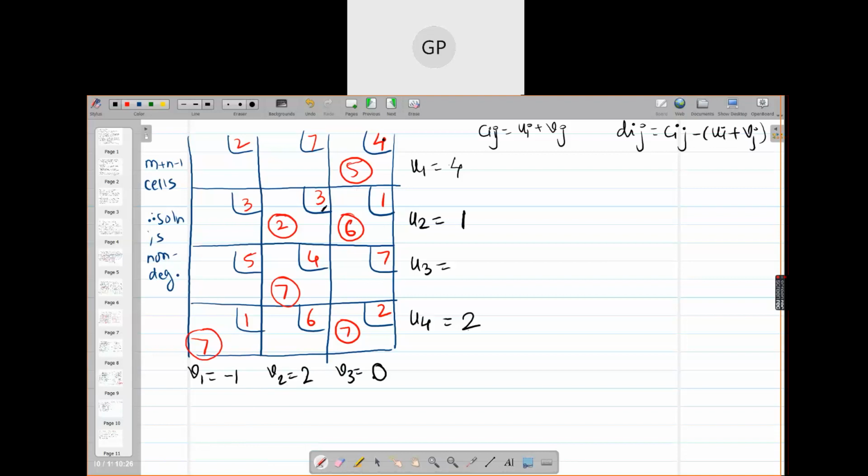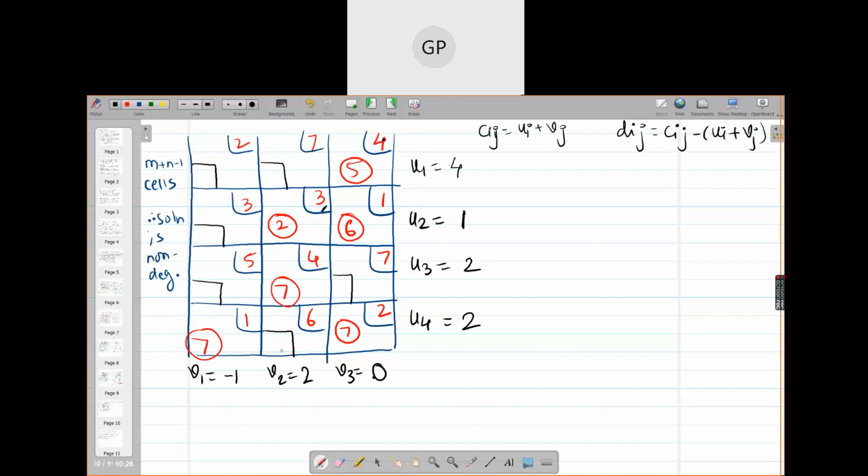Yes. Now let us calculate the Dijs. Ma'am, U3 is also 2. Yeah, I forgot to calculate U3. Yes, U3 is also 2. So you are getting the Uis and Vjs very easily. Now tell me first D11.